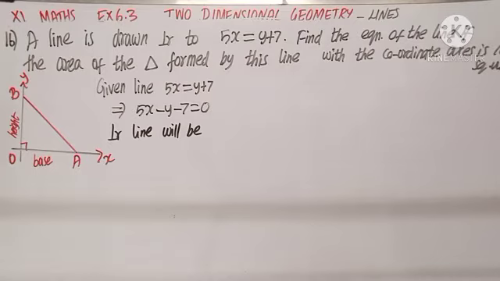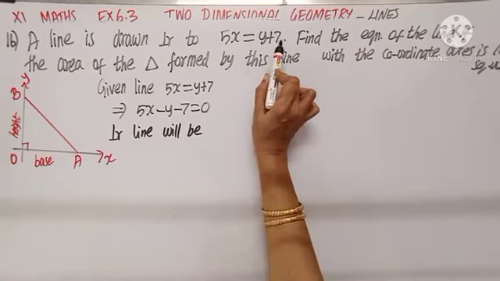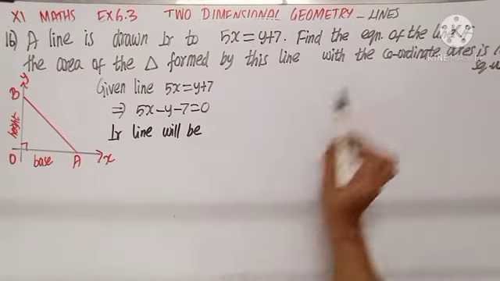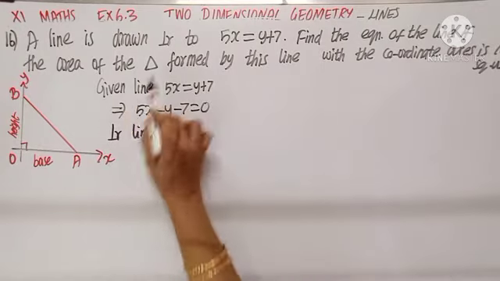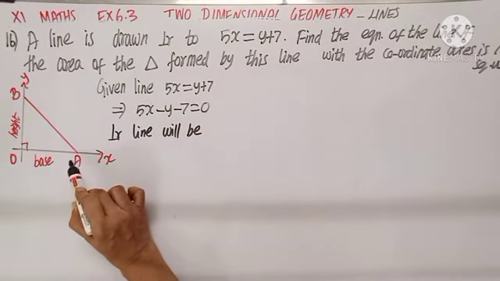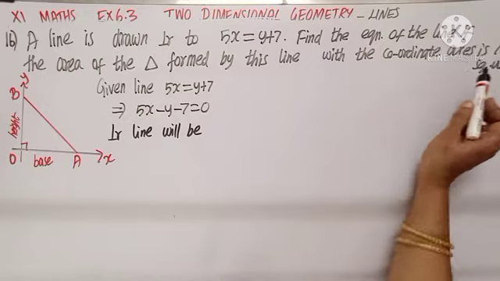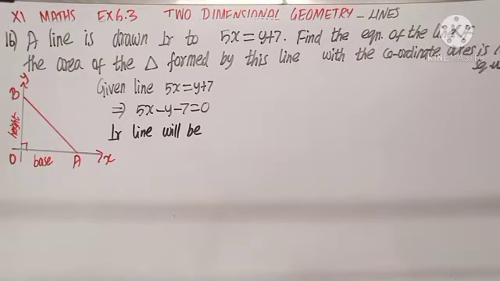Question number 16. A line is drawn perpendicular to 5x equals y plus 7. Find the equation of the perpendicular line if the area of the triangle formed by this line with a coordinate axis is 10 square units.